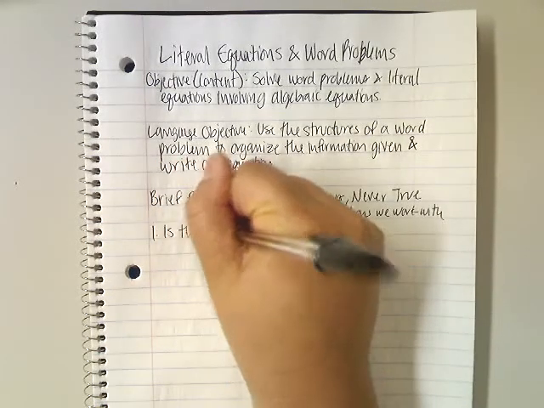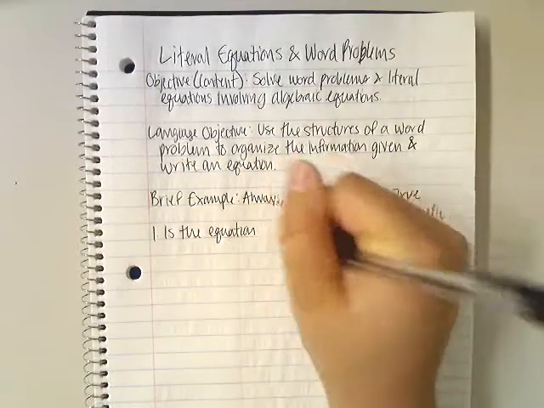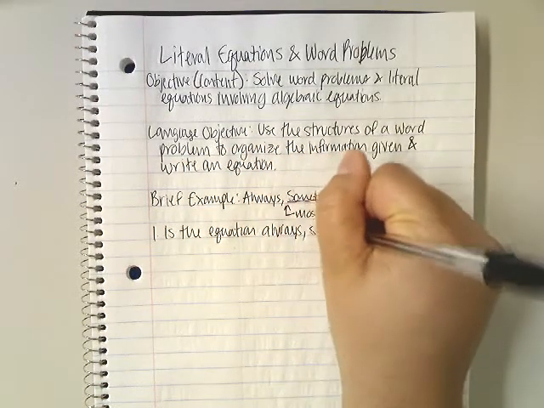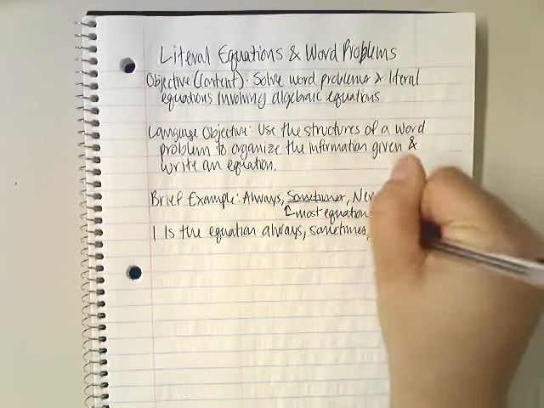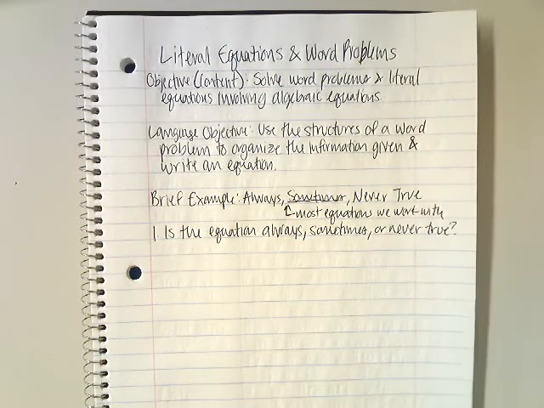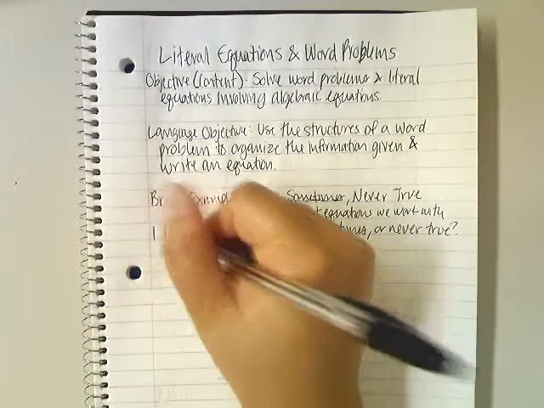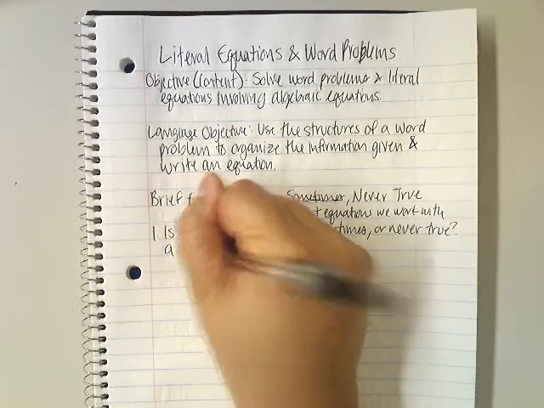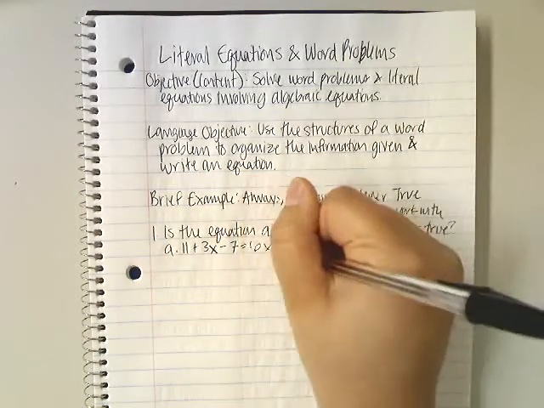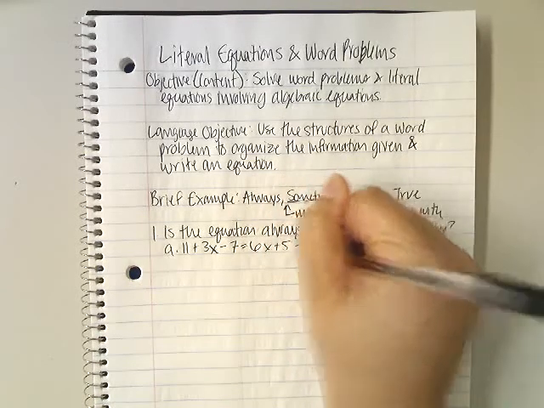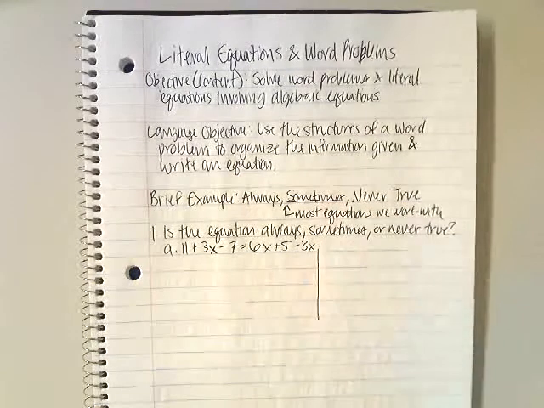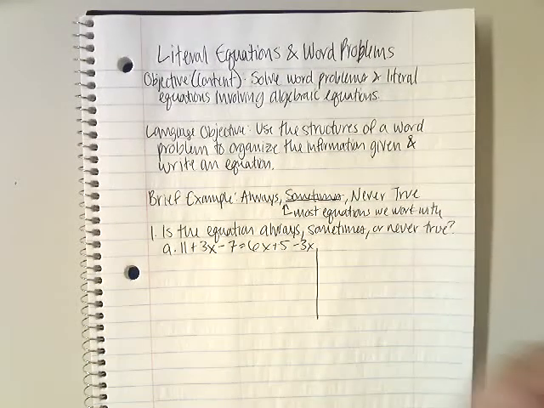So is the equation always, sometimes, or never true? Our first one is going to be 11 plus 3x minus 7 equals 6x plus 5 minus 3x. So that's the equation we're starting with. I'm going to do our 2-column notes, so we're going to do the steps on the right side.